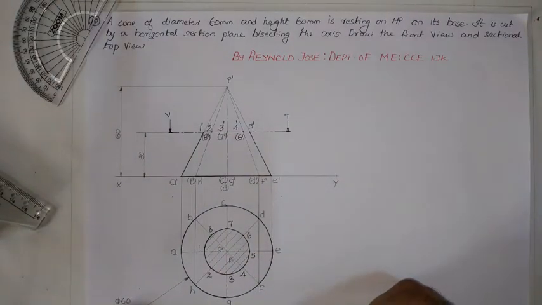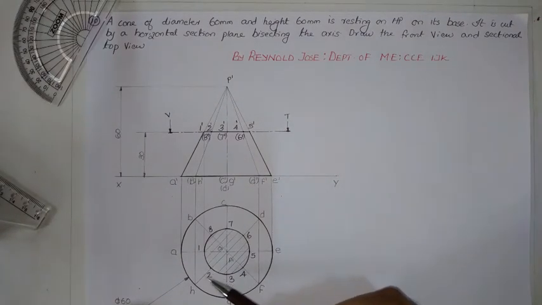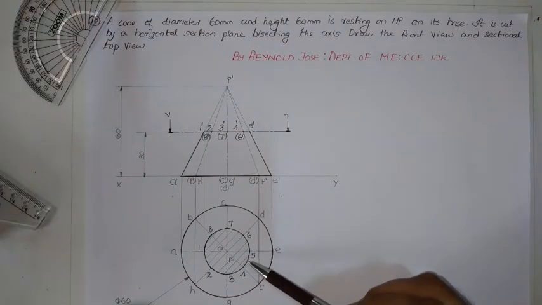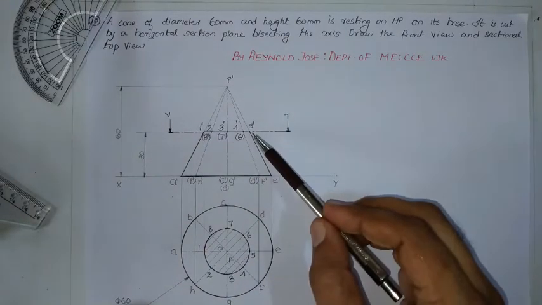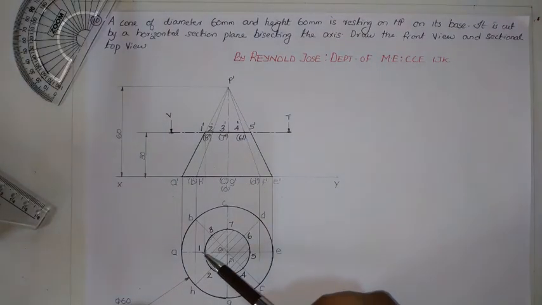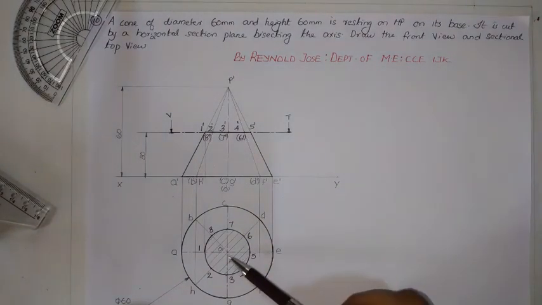So in this case, we have done this joining process using a compass and we have got a perfect circle. This is only because the section plane is a horizontal section plane. That is why points 1, 2, 3, 4, 5, 6, 7, 8 will be equally spaced from the center.